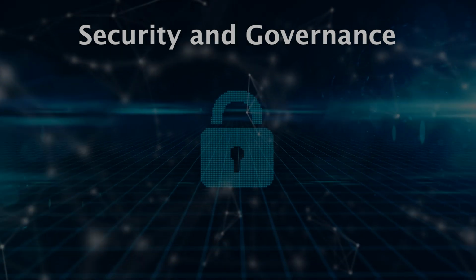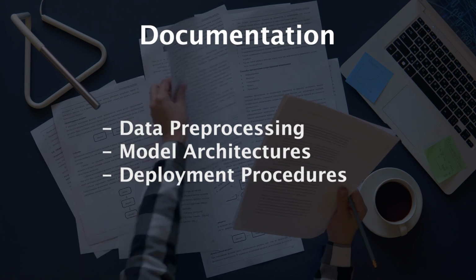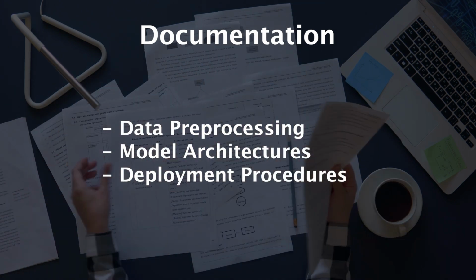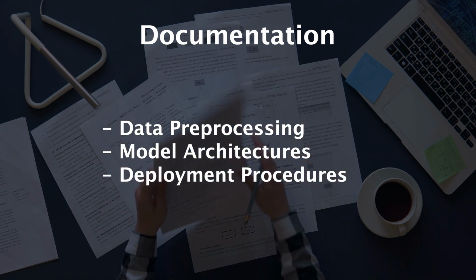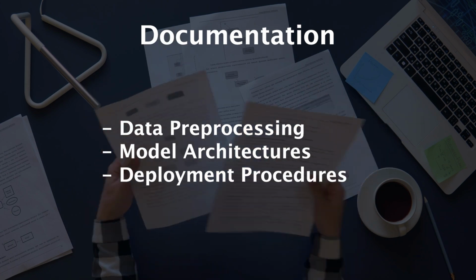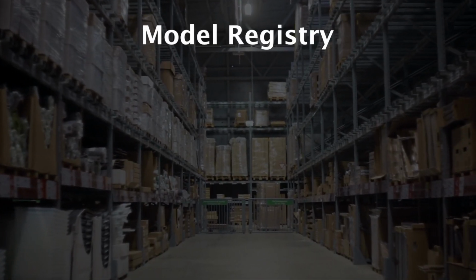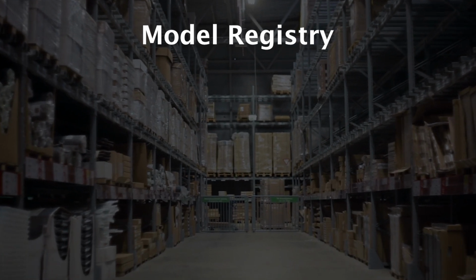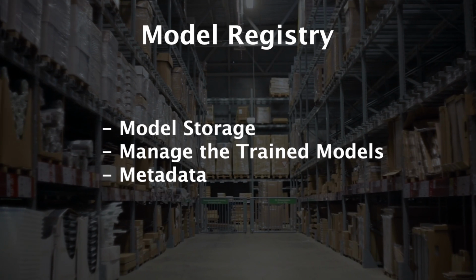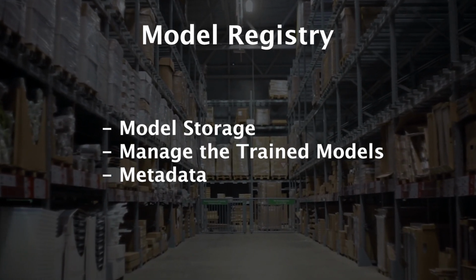The next component that we have got is documentation. So comprehensive documentation of data pre-processing, model architecture, and deployment procedures is crucial for maintenance and troubleshooting of the machine learning systems. And this MLOps approach recommends a model registry. So when I say model registry, it's a central repository for storing and managing the trained models, which makes it easier for us to track the version as well as the associated metadata.